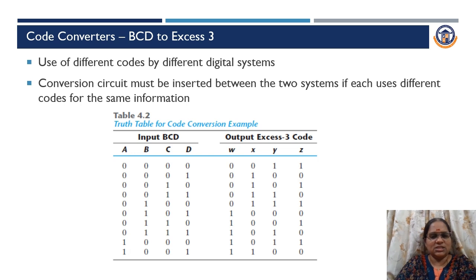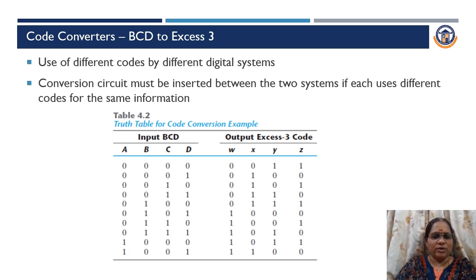Okay, the next one is code converters, which is the conversion from BCD to XS3 code. There are different types of codes available for different digital systems. We may be using a system which follows BCD code, and we may be interfacing with some other digital system which follows XS3 code. So we need an interface to do the conversion from BCD to XS3. Like this scenario, we have many cases where you want your code converted to a required form. All this comes under design of combinational circuits.